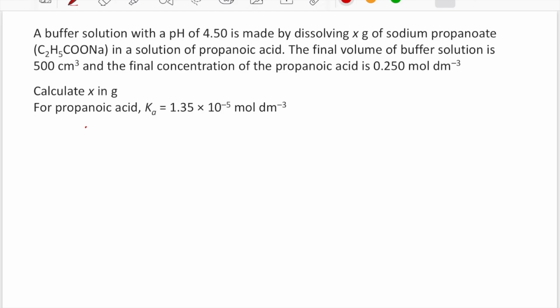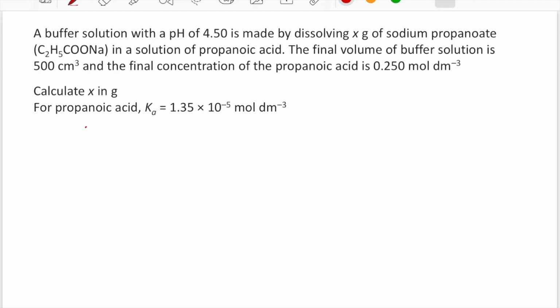Okay, so this time we're given a pH, so we have a final pH for this buffer of 4.5. One of the things we're likely to do quite early on is work out what concentration of hydrogen ions that equates to. We've then dissolved X grams of sodium propanoate, so this time we're going to be working out the mass of the salt that we add to produce that buffer solution. We're given the final volume, half a decimeter cubed again, the concentration of the propanoic acid, and Ka for the propanoic acid.